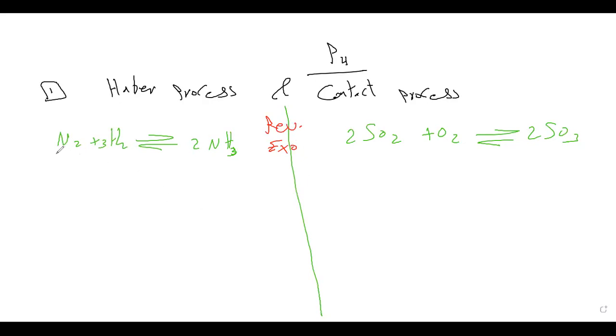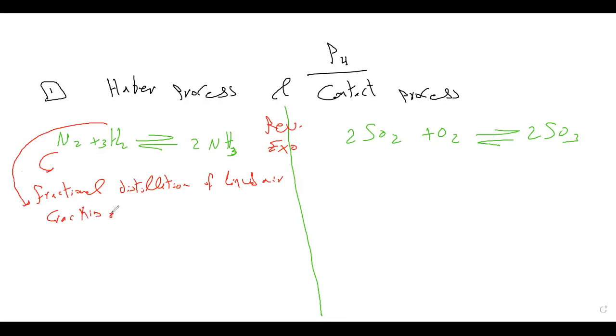From where do you obtain nitrogen? Fractional distillation of liquid air. From where do we obtain hydrogen? Cracking of alkane or electrolysis of water. From where do you obtain sulfur dioxide? Burning fossil fuels containing sulfur.